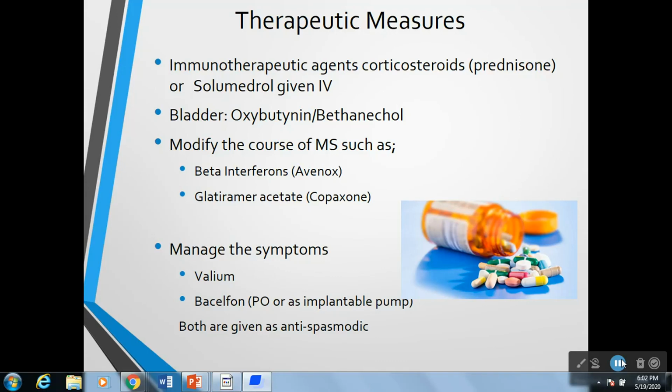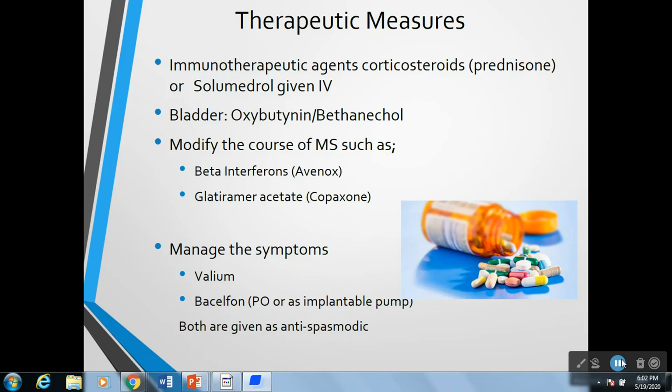Now, with beta interferons, Avonex is an injection that's given to the patient. You want to make sure that you're teaching the patient to rotate the sites. They need to make sure that they wear sunscreen and protective clothing, and inform the patient that if they develop any kind of flu-like symptoms, they need to make sure that they let their healthcare provider know.